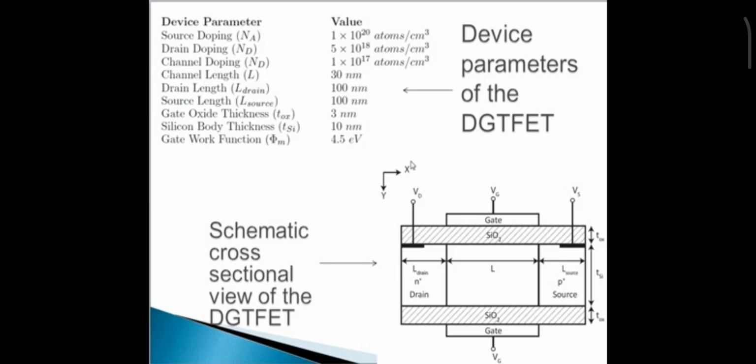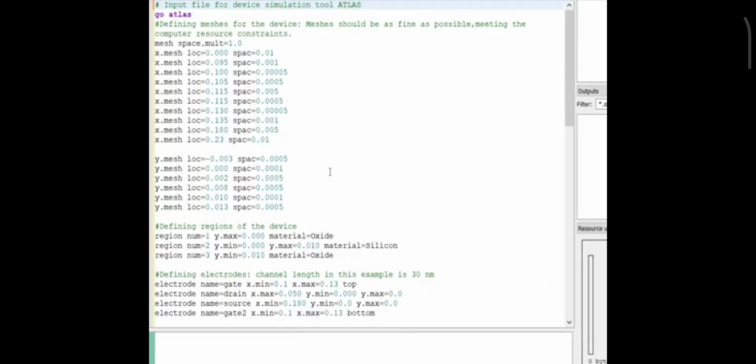The important point to note is that in the case of a MOSFET, we cannot reduce the channel length below 50 nanometer because short channel effects increase, which results in large leakage current. But in the case of a TFET, due to the asymmetrical structure and band-to-band tunneling mechanism, I have reduced the channel length up to 30 nanometer. Let's go to the code.